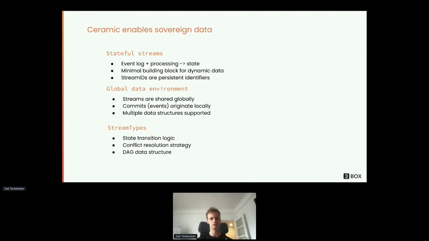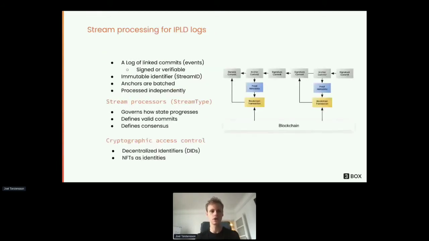And so you can use these streams to model different types of data. This is what we use stream types for. Stream types allow you to have a specific state transition logic and specific conflict resolution for this event log. If we dive a little bit deeper into how this works, a stream is essentially this event log of what we call commits. And each commit is signed.